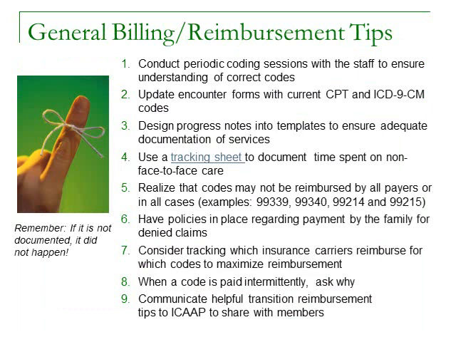Here are some general tips for establishing office procedures to improve reimbursement. 1. Conduct periodic coding sessions for staff to ensure understanding of correct codes. 2. Update encounter forms to include CPT and ICD-9 codes that reflect the patient population and to remind staff to include the appropriate code for the diagnosis in the documentation. 3. Design progress notes into templates with a space to record actual amount of time spent in order to ensure adequate documentation of services. Remember, if it is not documented, it did not happen.